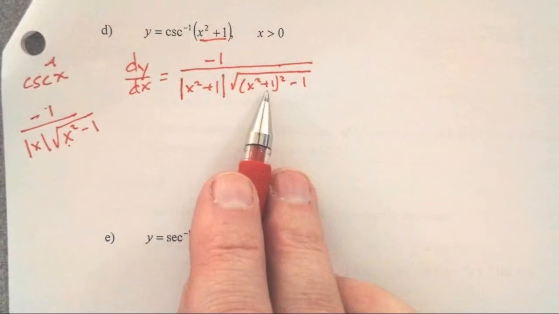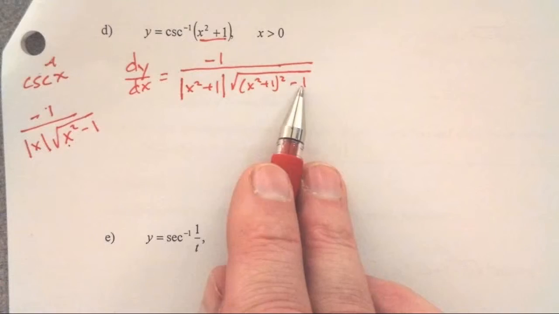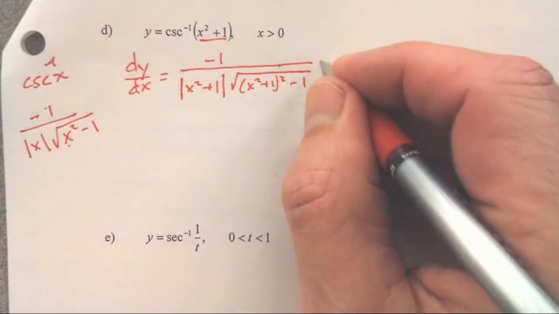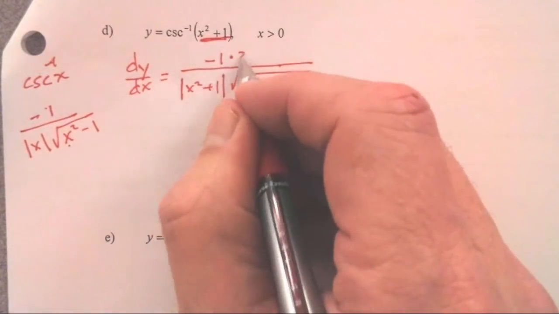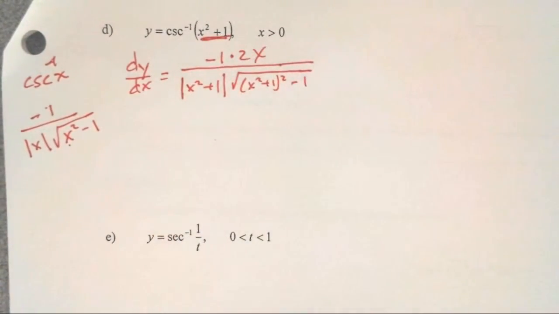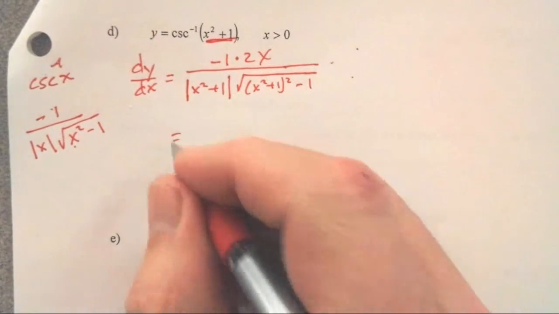And once again, it looks like foiling is going to do me some good. I'm going to get some canceling. But treat the baby. Here's my baby function, x squared plus 1. The derivative of that is 2x, as we said. Again, that could be put out here as 2x on 1. So anything good happen here?